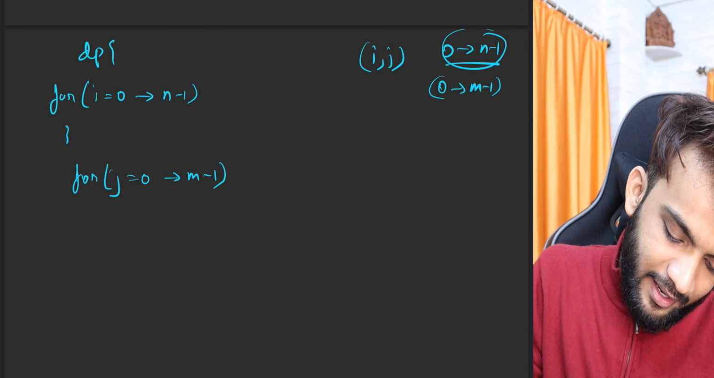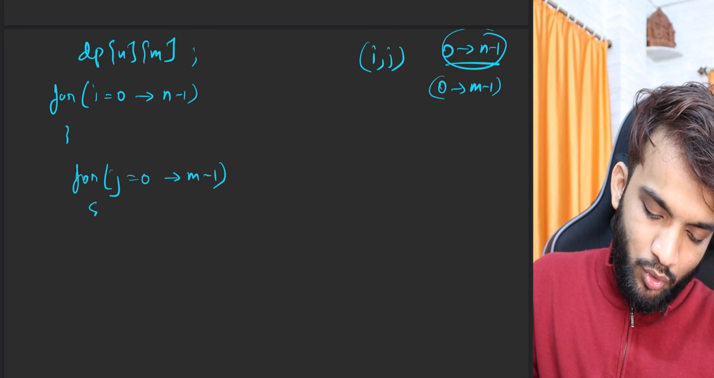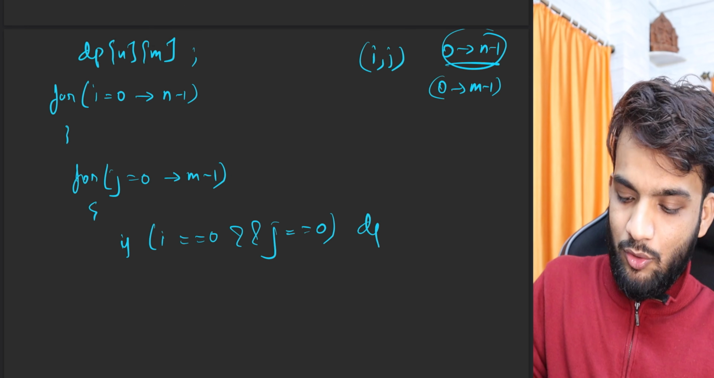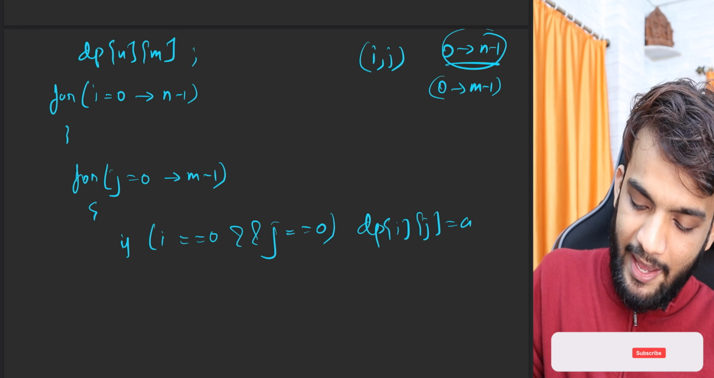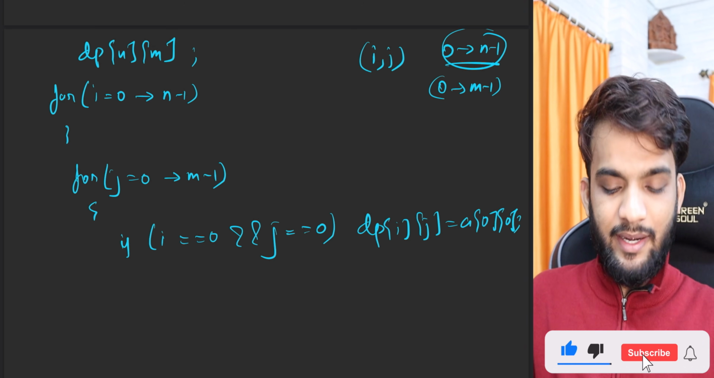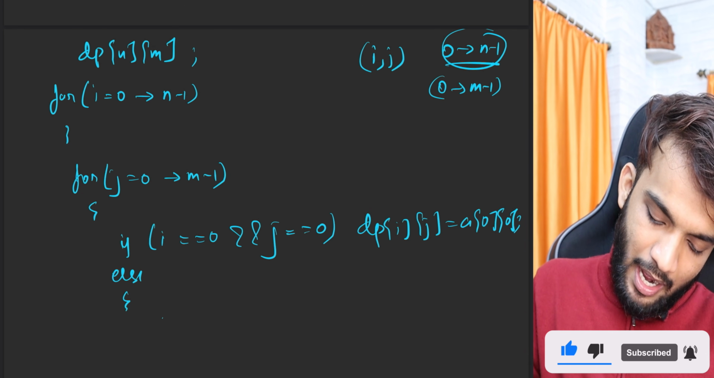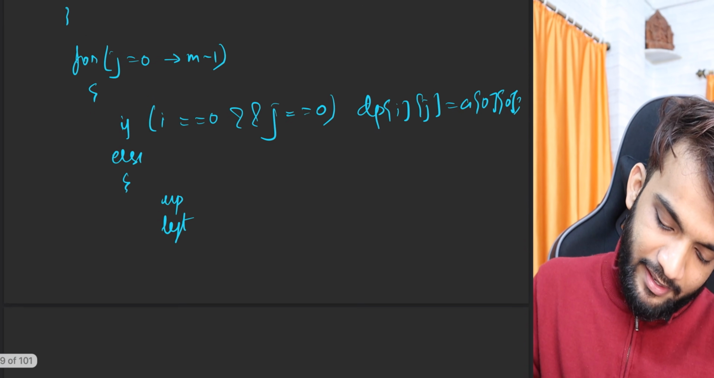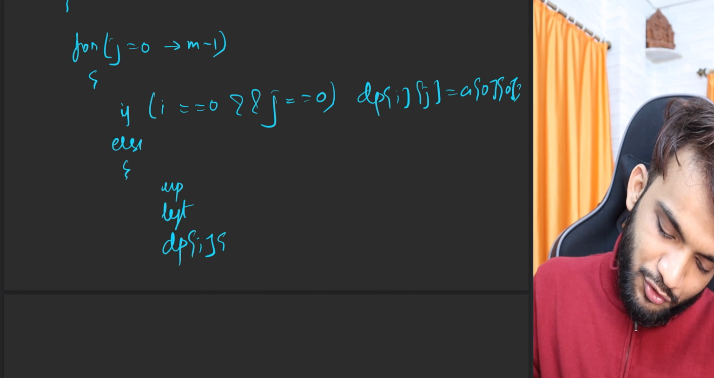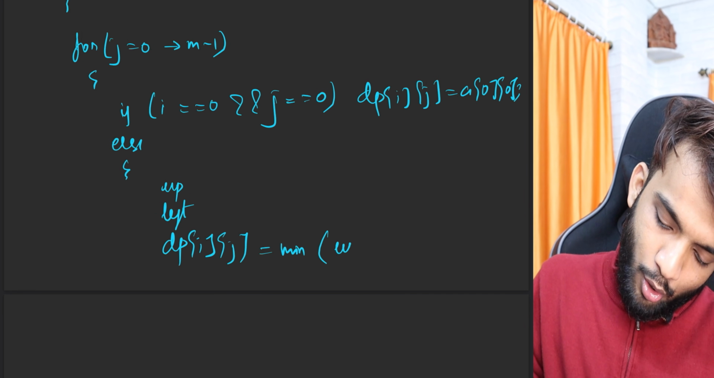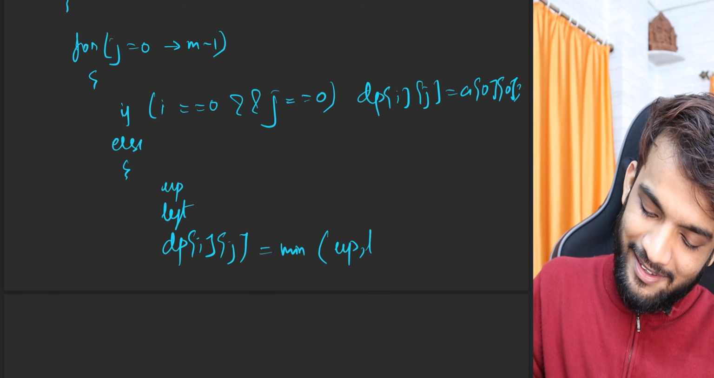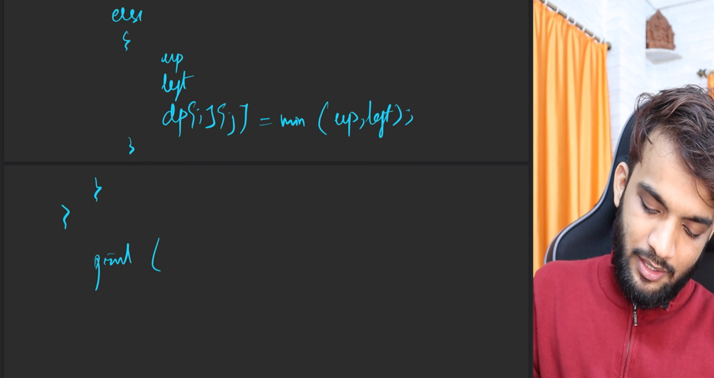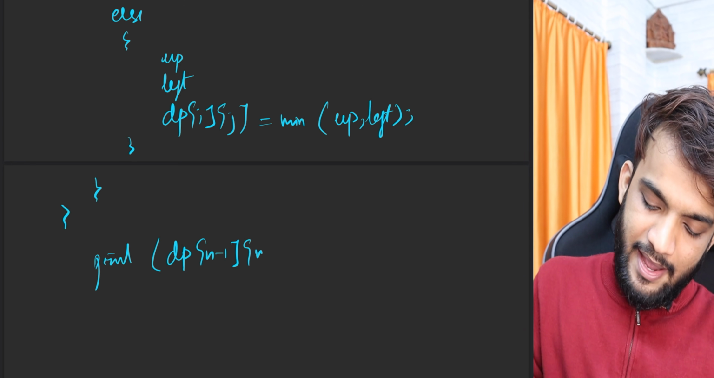And there will be a dp of n and m. If at any moment i is equal to 0 and j is equal to 0, write the recurrence dp of i j is equal to array of 0 0. Or else there will be up and left, and dp of i j will take the minimal of up and left. The for loop is completed, and you can print the answer as dp of n minus 1, m minus 1.